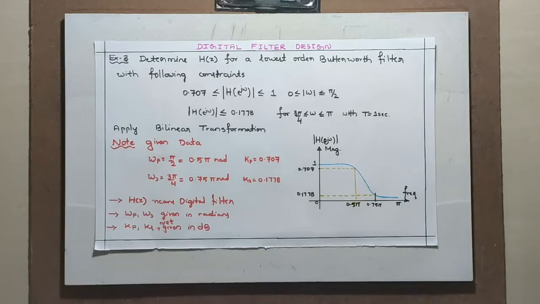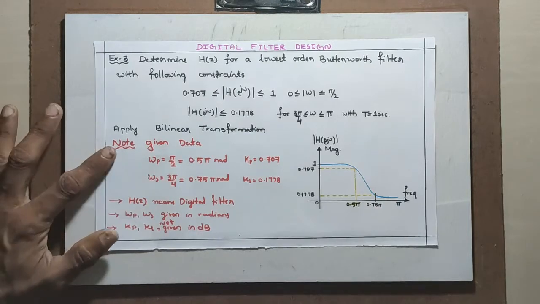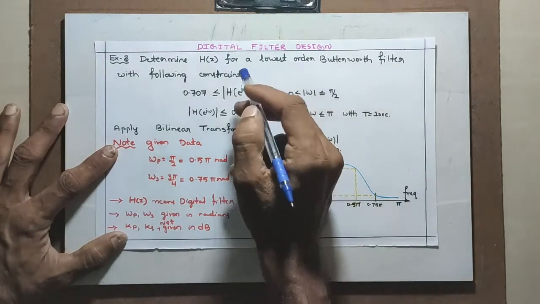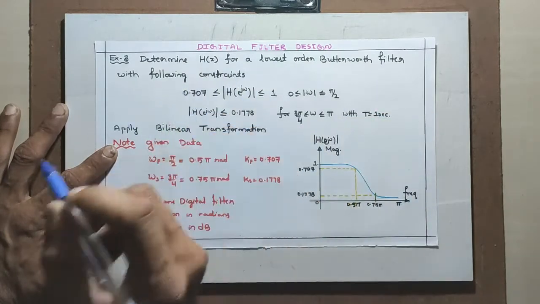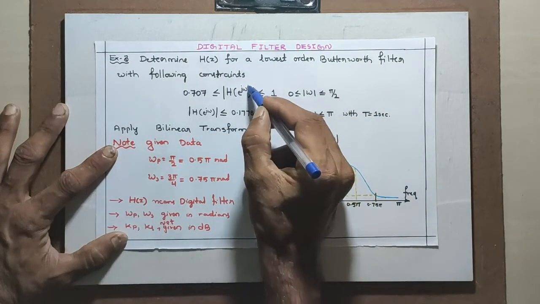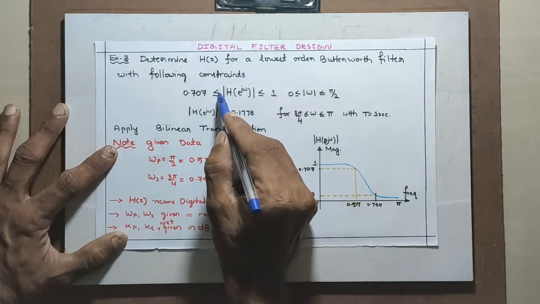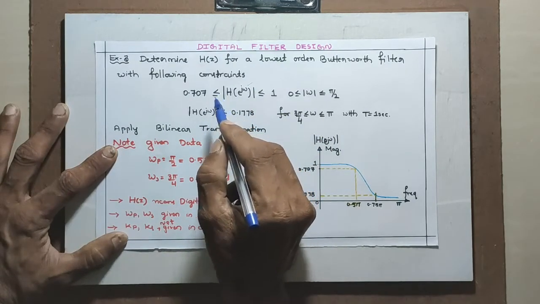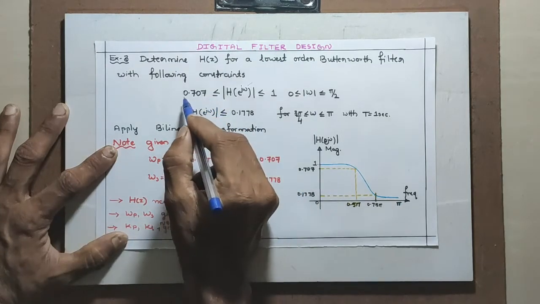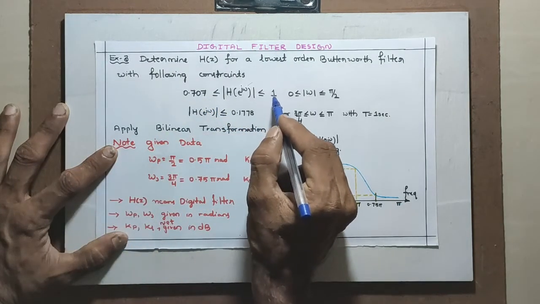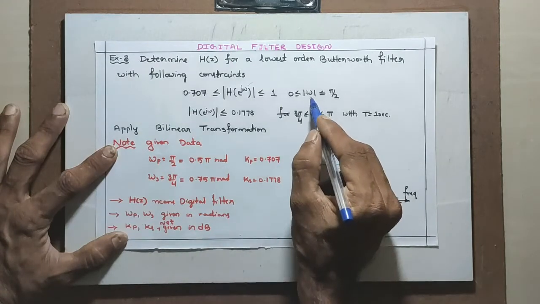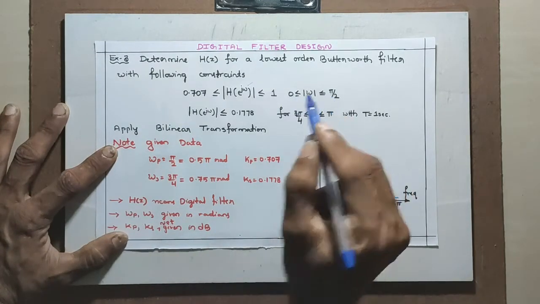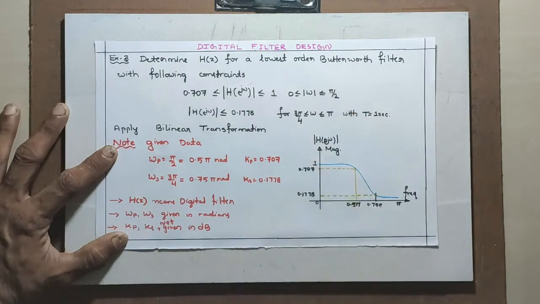Hello students, in this video session I will solve an example which is the third type possible in digital filter design. I shall read out the example. Determine H(z) for a lowest order Butterworth filter with the following constraints: magnitude of H(e^jω) must be greater than or equal to 0.707 and less than or equal to 1 for 0 ≤ ω ≤ 0.5π, or π/2.